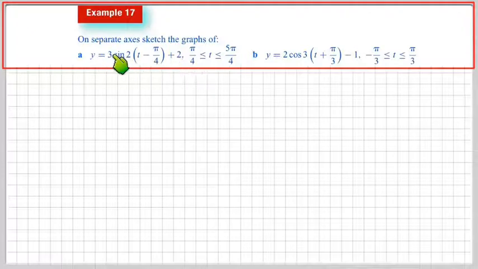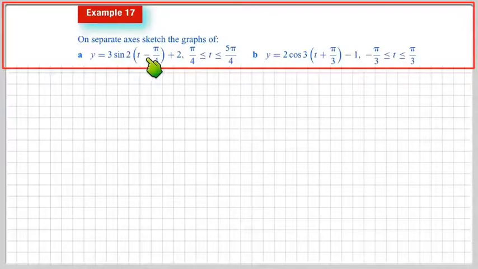So this one's 3 sine 2 times t minus pi on 4 plus 2, with t going from pi on 4 to 5 pi on 4. Well, they've been a little bit kind, because that's a span of pi. This thing's got a period of pi, so it looks like we're doing one cycle, one period of this thing.